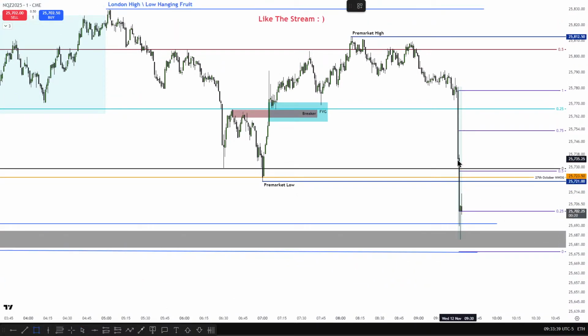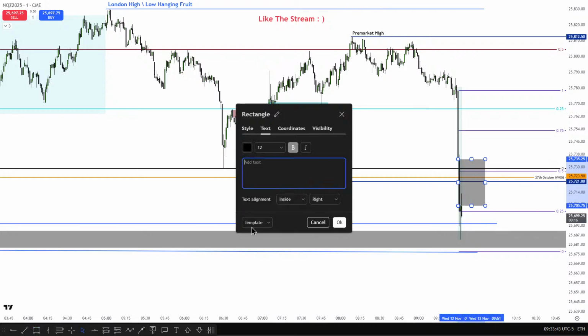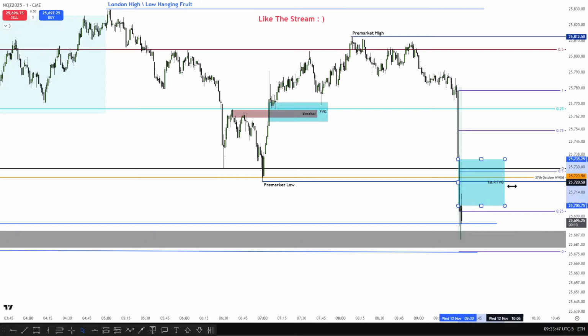Fair value gap 931. I want to see that become an inversion for longs.